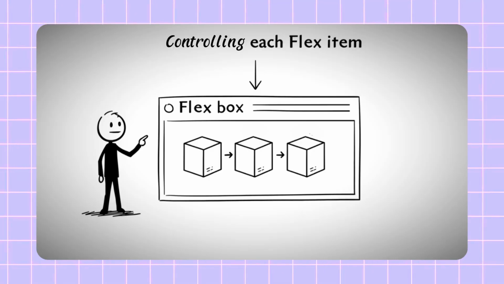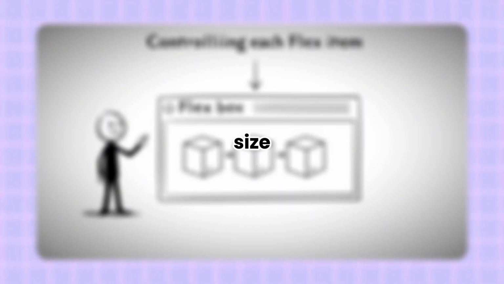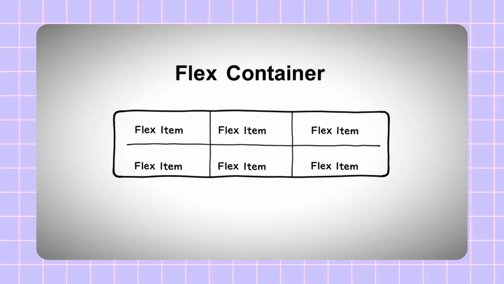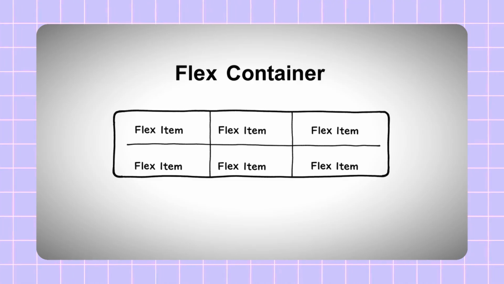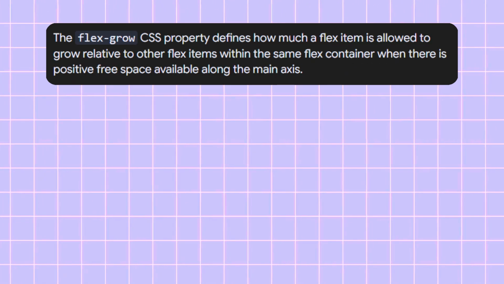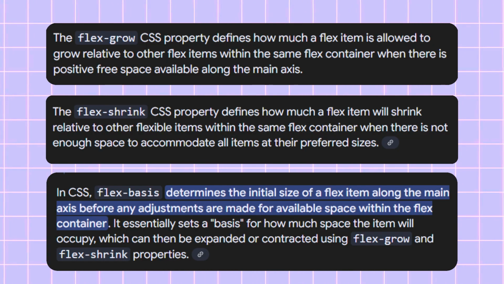Now that you know how to align items inside a Flexbox container, let's talk about how to control the size and behavior of the individual items themselves. Inside a Flex container, each child is called a Flex item, and we can give each one its own sizing rules using three main properties: Flex Grow, Flex Shrink, and Flex Basis. Let's look at each one with examples so it actually makes sense.